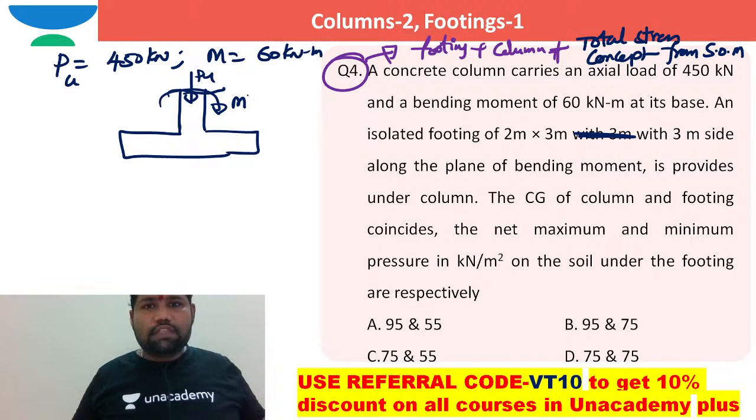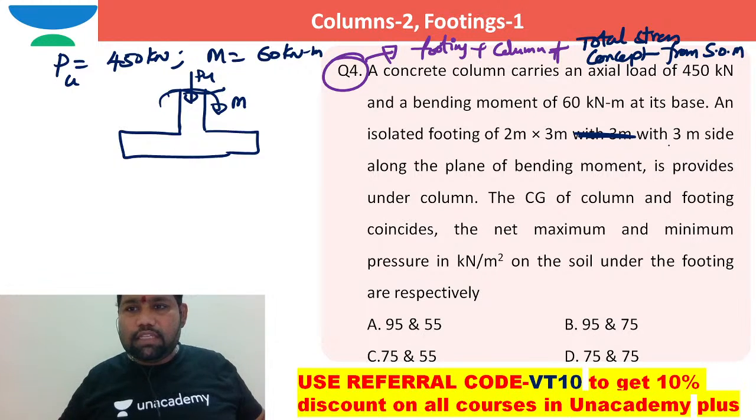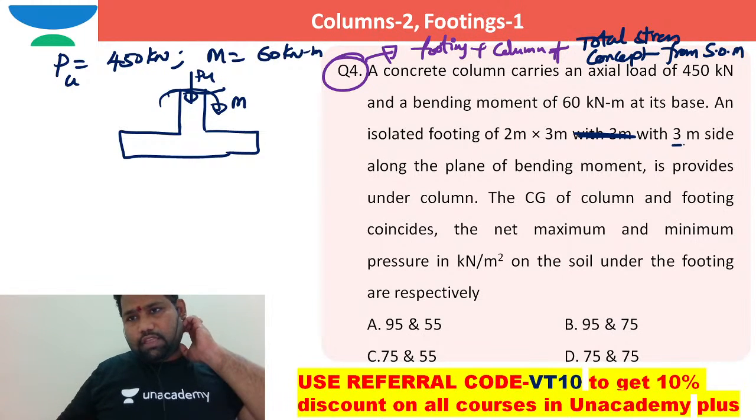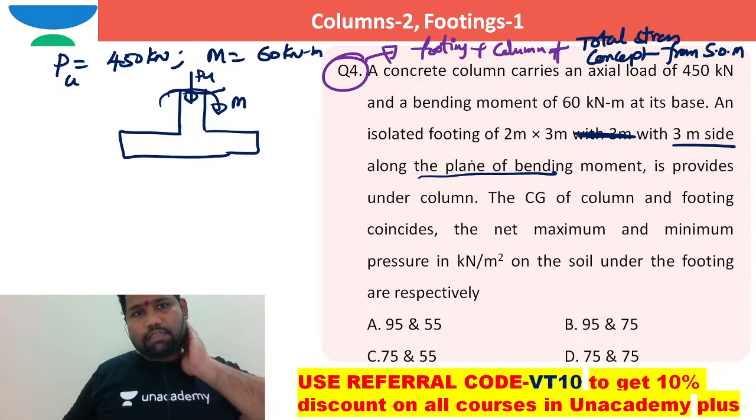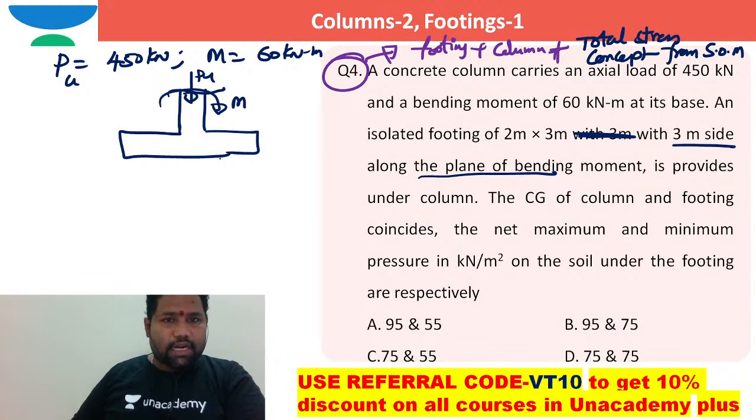What is the plane of this bending? The plane of the bending is with the 3 meter side along the plane of bending. This plane of bending is along the 3 meter side. That means this may be 3 meter definitely, and this is in front view. I can write.